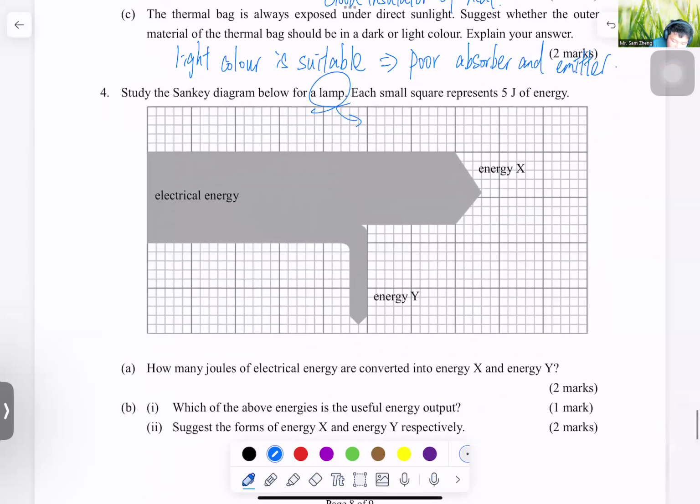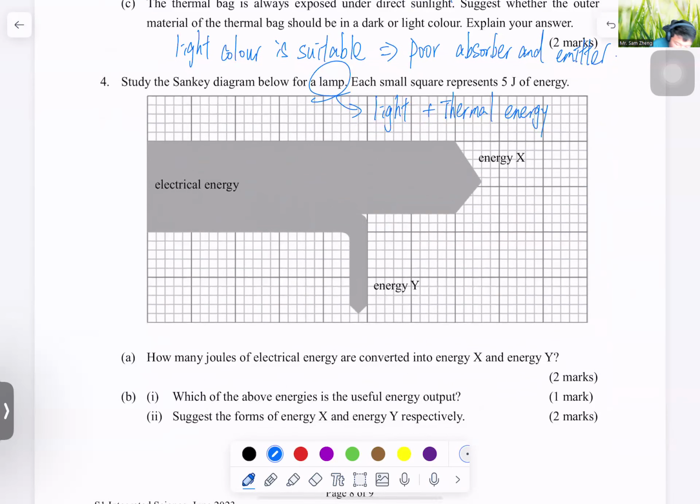Okay, for a lamp, there would be 2 types of energy, light energy and also thermal energy. Based on the graph, how many boxes do we have in total for the energy input? We will notice that there is a total of 10 boxes. As there are 10 boxes and each small box represents 5 joule, the energy input would be 5 times 10 joule, which is a total of 50 joule.